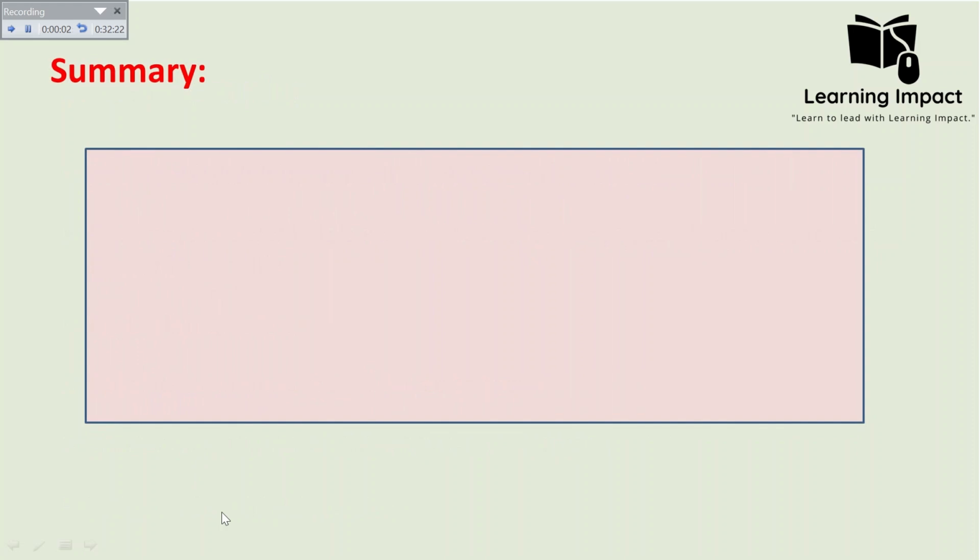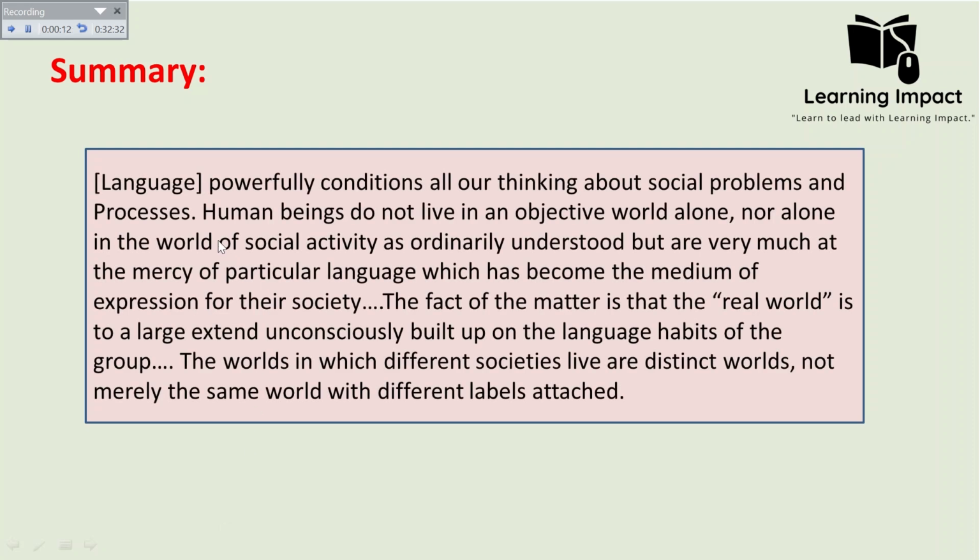Now, at the last, we will draw a summary by discussing the original words of Sapir and Whorf, in which they discuss language, culture, and perception. So, these are the original words that I am quoting here: language powerfully conditions all our thinking about social problems and processes. According to Sapir and Whorf, language powerfully conditions all our thinking, just as we discussed that we think of the almonds, the walnuts, and the pecans as connected items, but the Spanish don't, because they don't have an overarching word as we have nuts in our language.